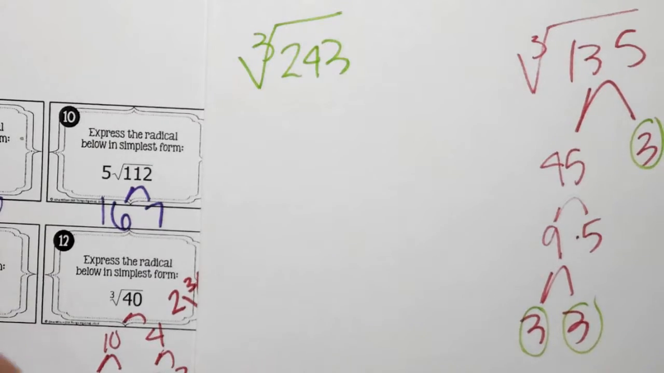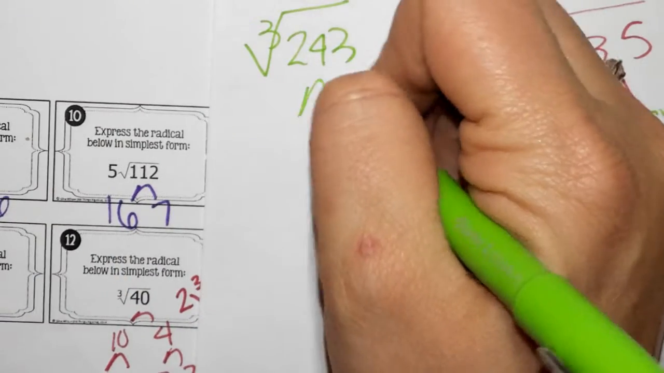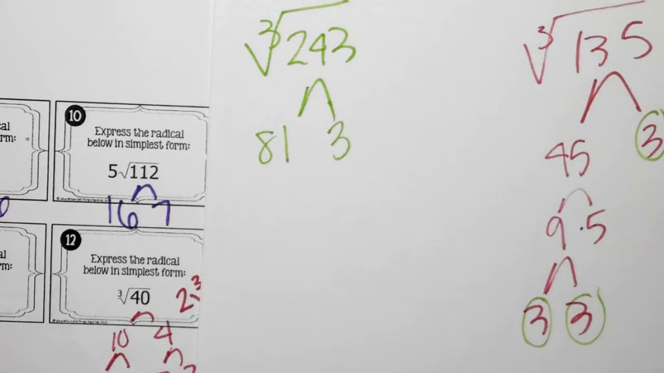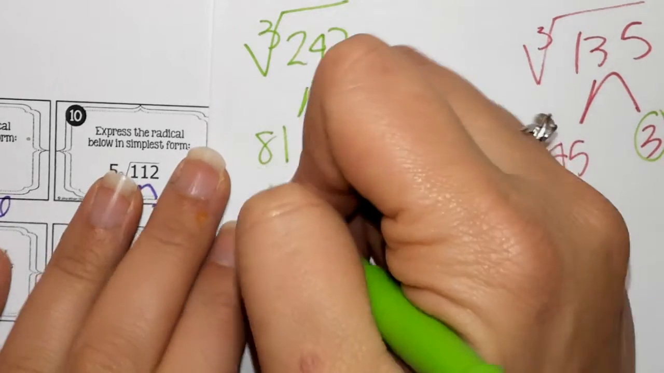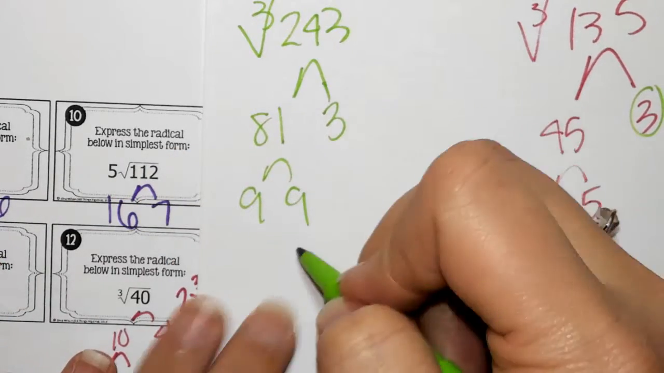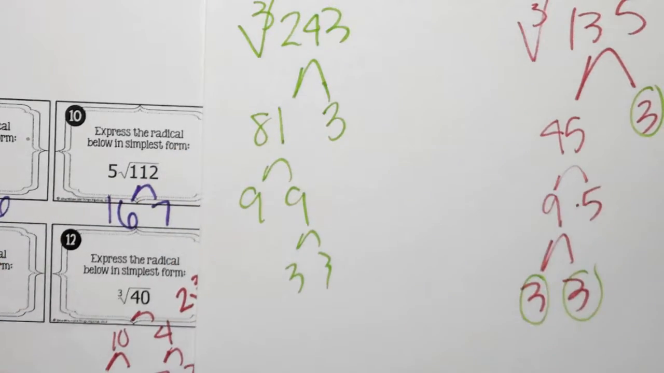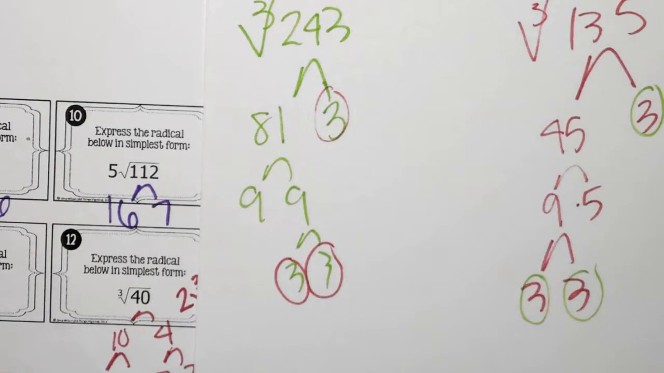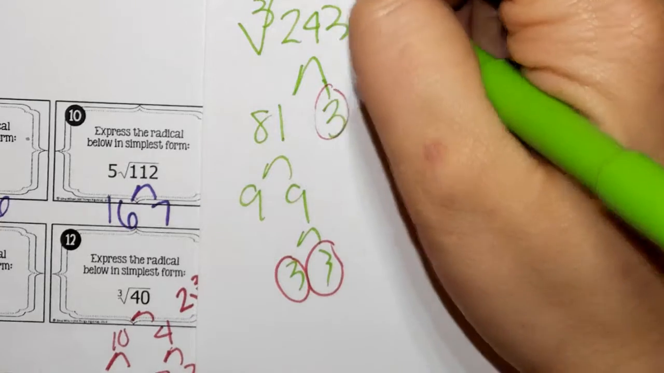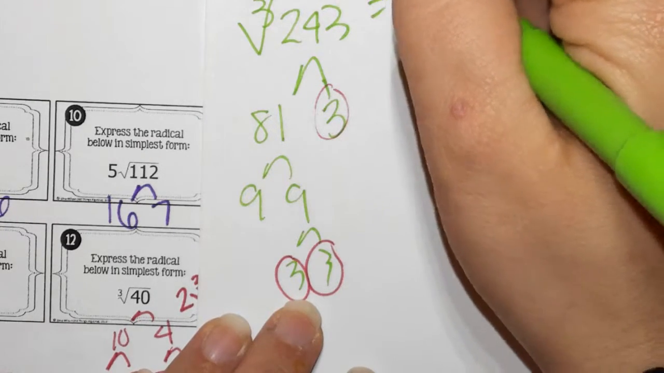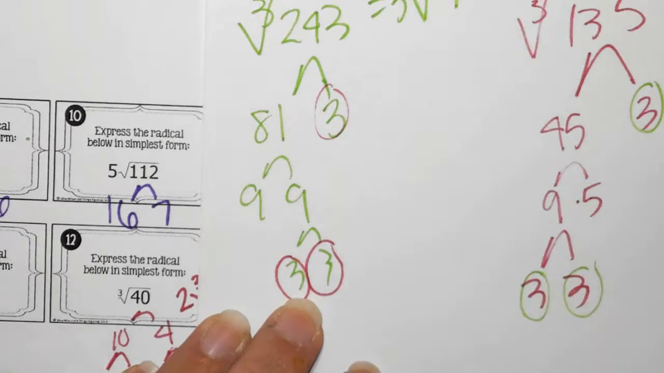So I'm going to break that down into what? What did you guys choose? 81 and 3. Okay, so if we do that, then that's going to be 9 and 9. But we need 3 of the same number, right? So I'm going to choose to break this guy down into 3's. And then I have 1, 2, 3. And so then that becomes 3 cubed root 9.